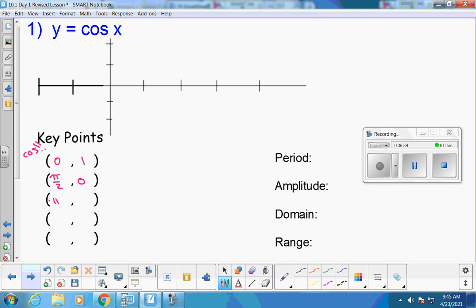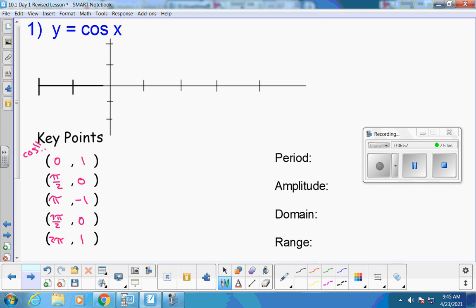At pi radians on the unit circle, what's the cosine value? -1. At 3 pi over 2 radians on the unit circle, what's the cosine value? 0. And at the end, back to the beginning, I guess, 2 pi, we're back to 1.